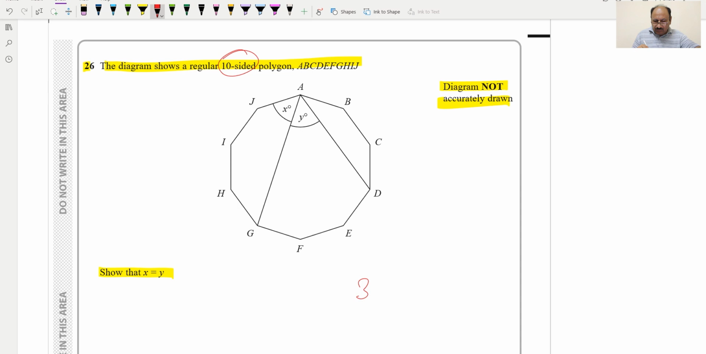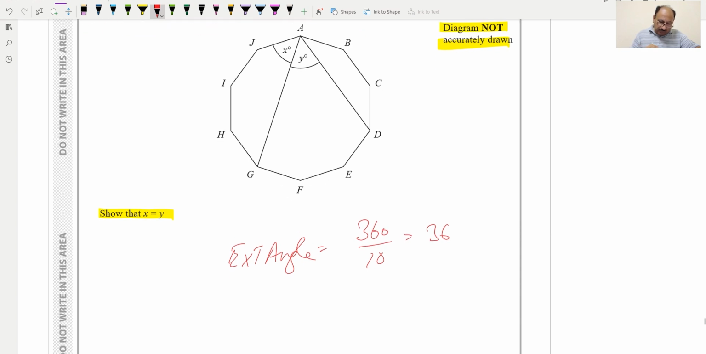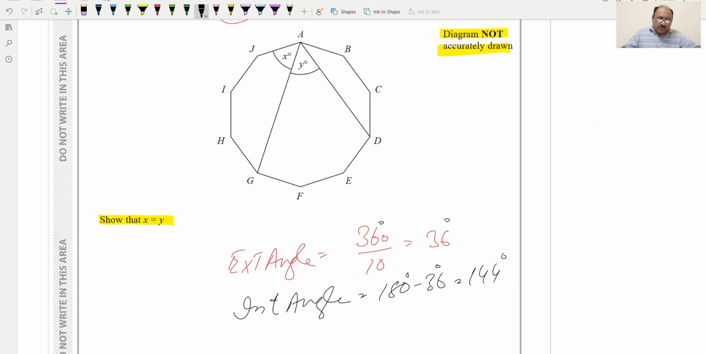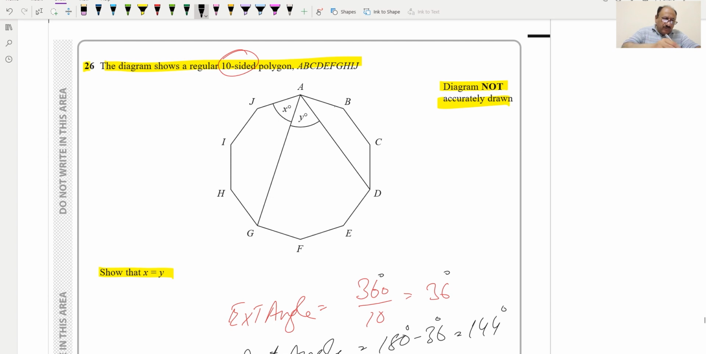First we will find the exterior angle. The exterior angle will be equal to 360 divided by 10, which is equal to 36. So the interior angle will be equal to 180 minus 36 degrees, which is 144 degrees. So each interior angle is 144. We can say this is 144, this is 144, and this is also 144.